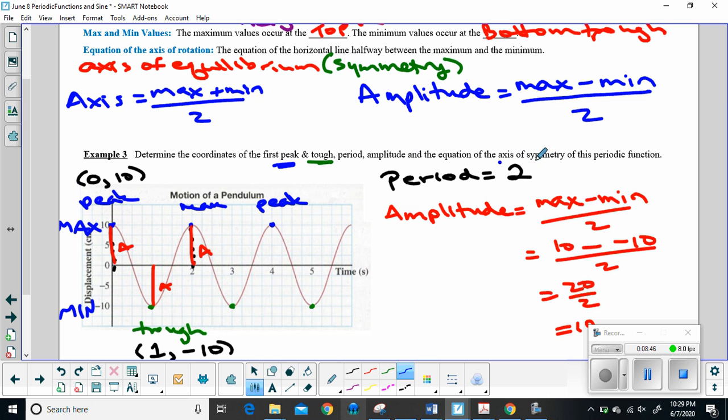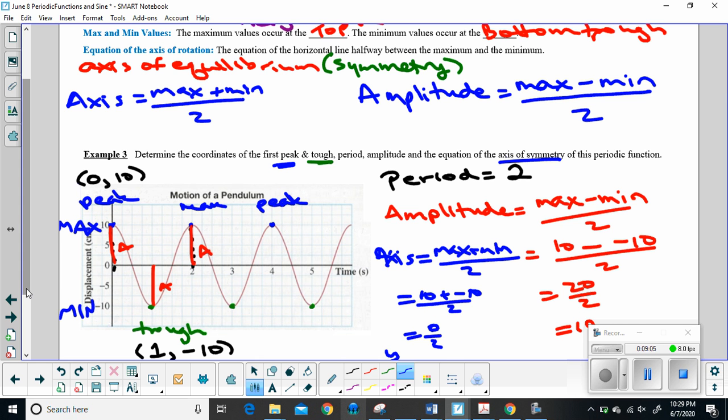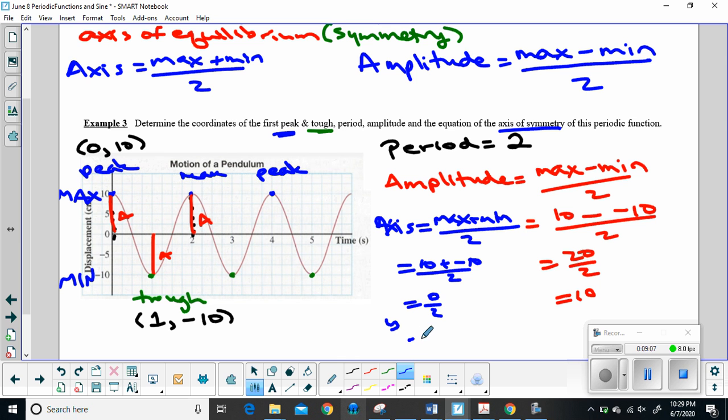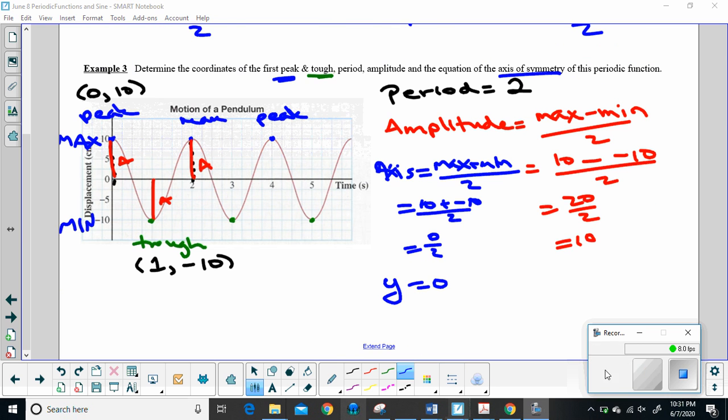Axis of symmetry. So our axis is going to be our maximum plus our minimum divided by 2. So I'm going to take my 10 plus my negative 10 divided by 2. 10 minus 10 is 0. And our axis of symmetry is going to be at y equals 0. Okay, so there's all our cool pieces. Yeah, that was all of them.